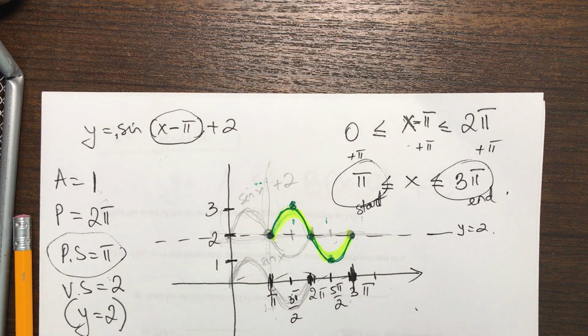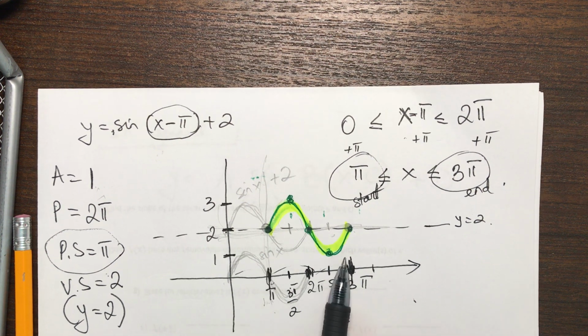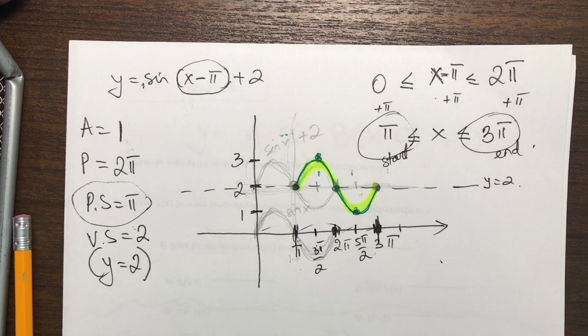So that's one quick way, especially as I said, when things get complicated, that's one quick way to figure out where do you start it, where do you end it. Okay, beginning and the end.